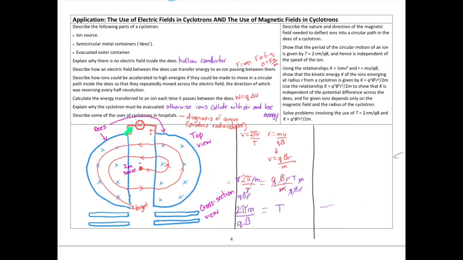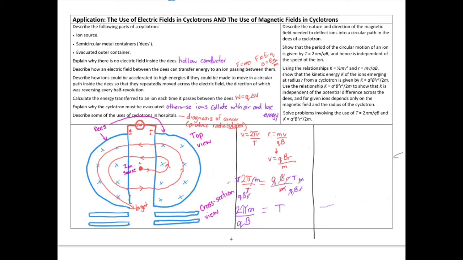What happens if we have a low voltage here? Ions will only gain a little bit of energy each time, so they'll just keep going around and around, gaining a little bit more each time, doing lots and lots of laps before they come out.